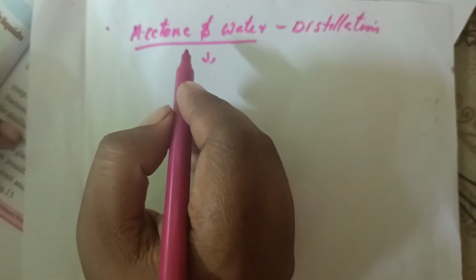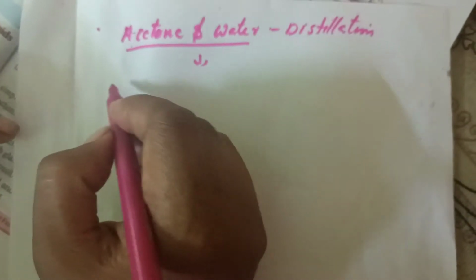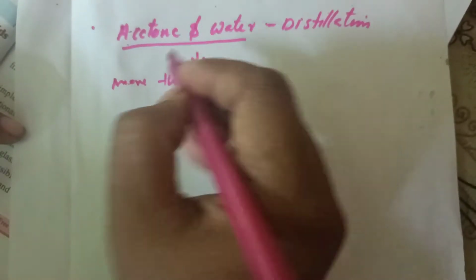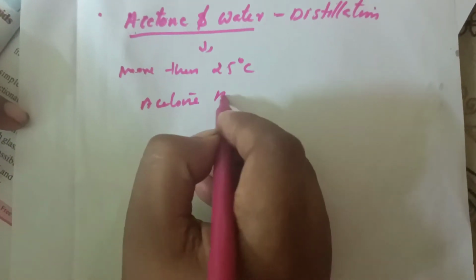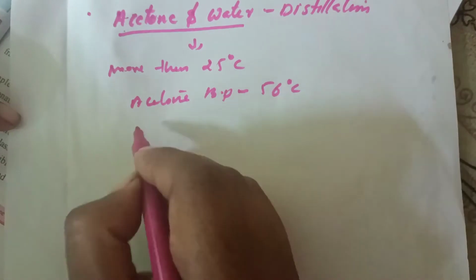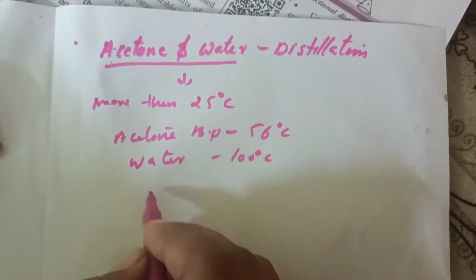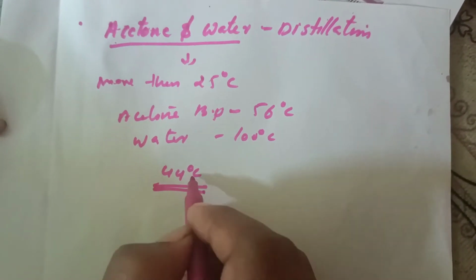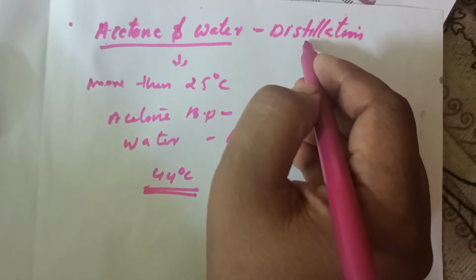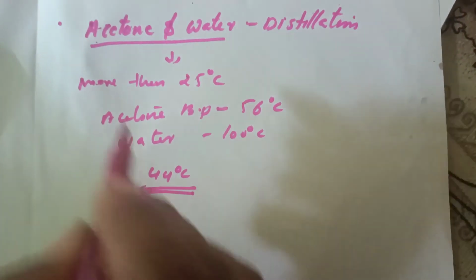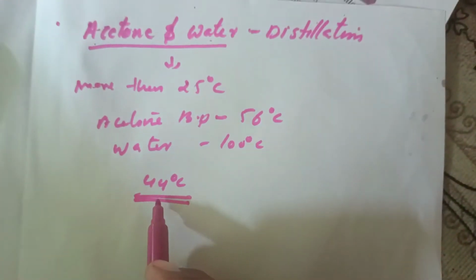Okay. To conduct distillation, the boiling point difference of these two liquids should be more than 25 degrees Celsius. So acetone boiling point is 56 degrees Celsius. Water we know 100 degrees Celsius. If you take the difference, we get 44 degrees Celsius. So we can conduct a distillation for acetone and water separation because the boiling point difference of these two liquids is 44 degrees Celsius. That is more than 25 degrees Celsius.